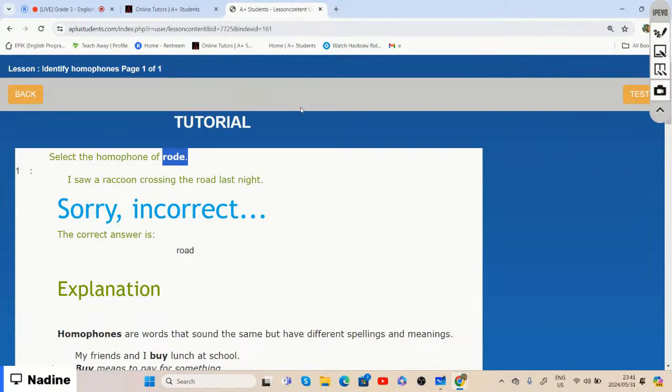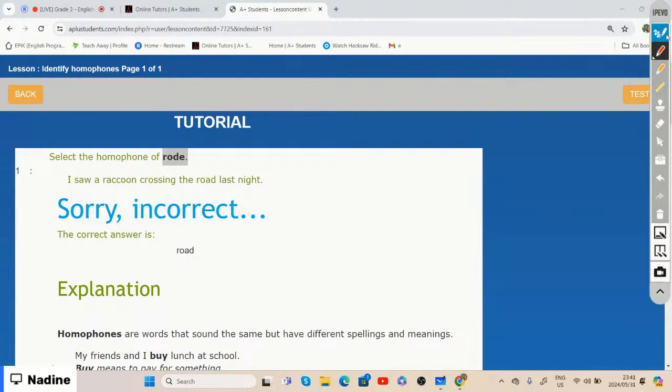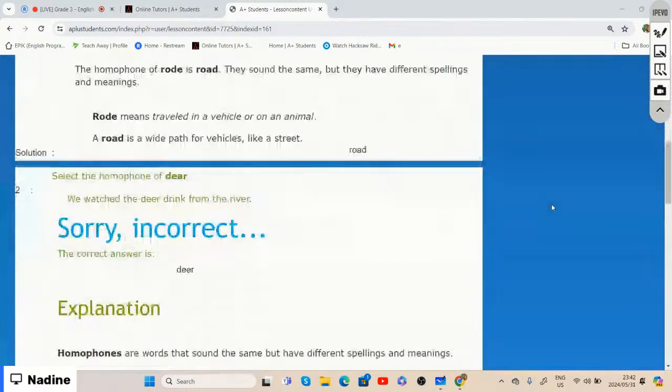Yes, so if we were to choose the correct word, identify the word that matches that word rode, then we'd say road, right? Because rode, I rode a bicycle, which means that rode is the past tense of ride, and then we have road. It's like the car driving on the road. So these two words sound the same. The spelling and the meaning of these two words are different, and we call them homophones.